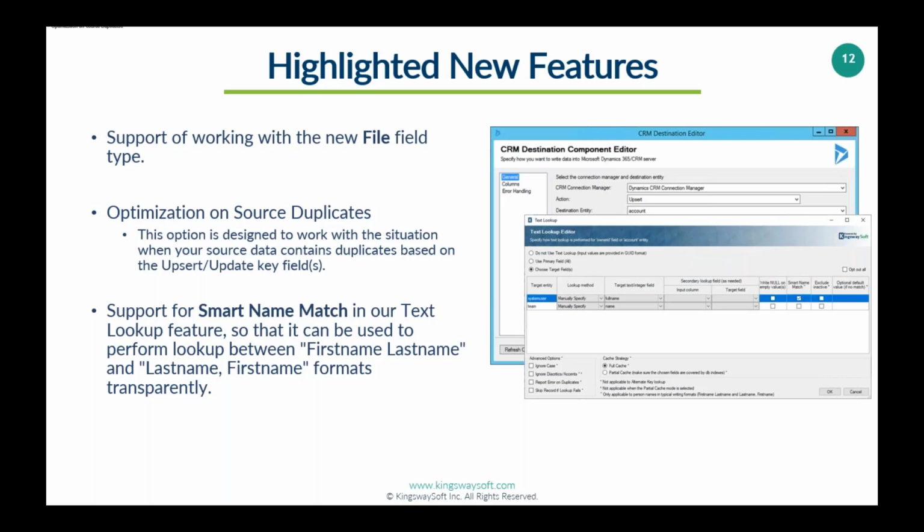Finally, we have a new lookup feature where you can do a smart name match. So, if the full name of a specific user is in a different format than what the CRM expects, for example, it could be last name, comma, first name, but the CRM expects first name space last name. When you check this option, our component will understand these two names are similar. It's just formatted differently, and your lookup shouldn't fail.